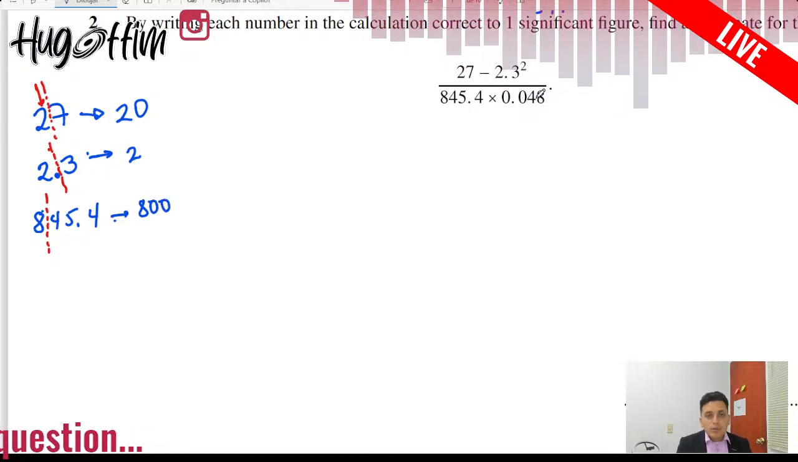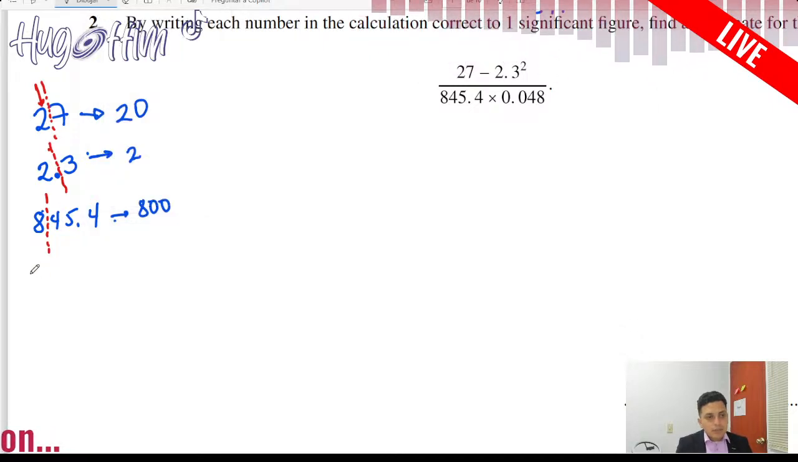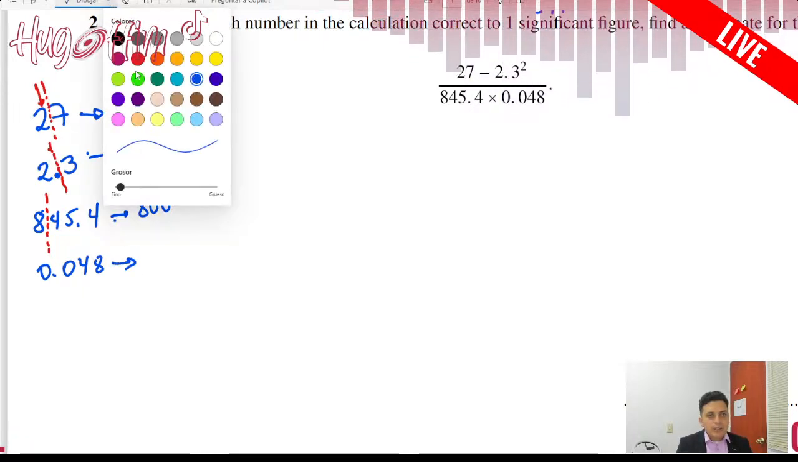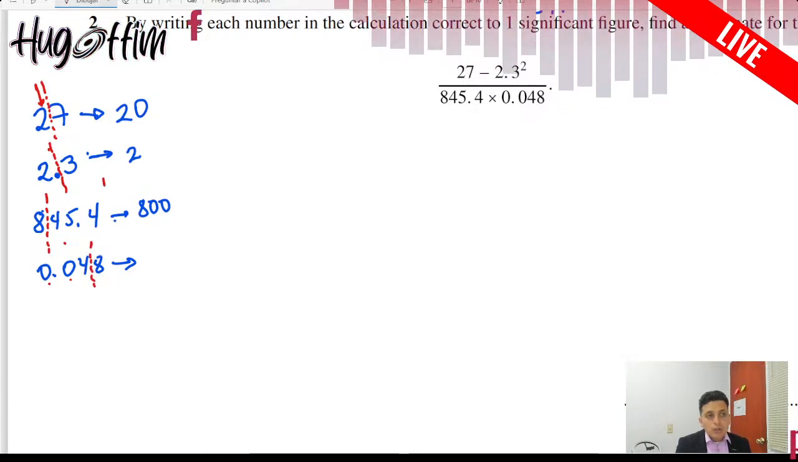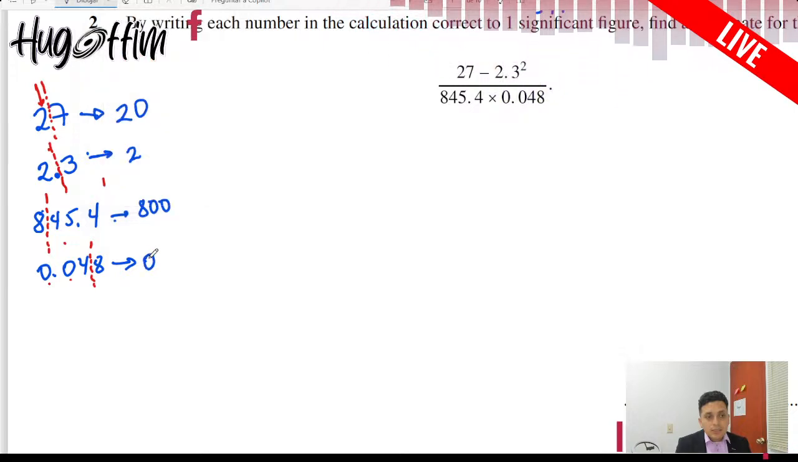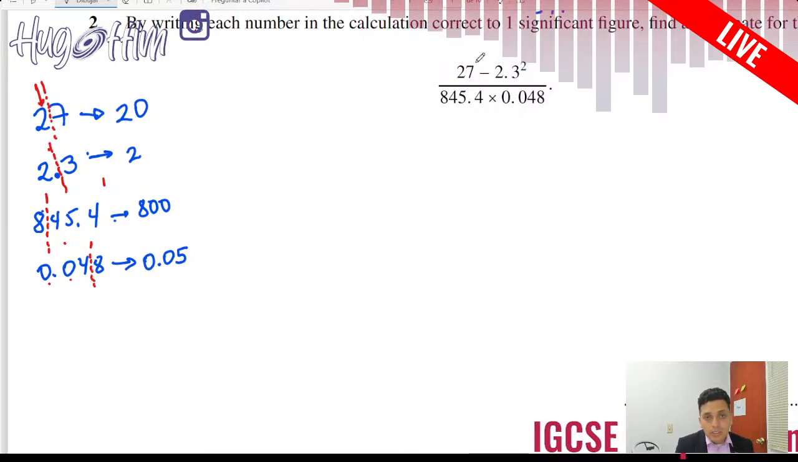And finally 0.048. This is one of the numbers where people make mistakes. 0.048 corrected to one significant figure. Remember that zeros to the left of the first nonzero digit are not significant. So these two zeros are not significant. You shouldn't count them as significant figures. The first significant figure is 4. So you should write this number as 0.05.